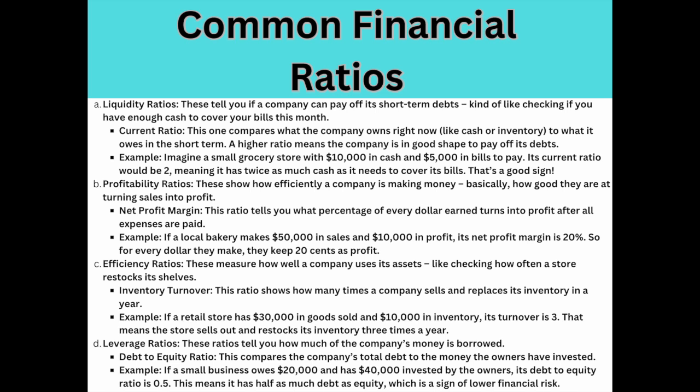So then you have profitability ratios. These show how efficiently a company is making money, basically how good they are at turning sales into profits. So the net profit margin: this ratio tells you what percentage of every dollar earned turns into profit after all expenses are paid.